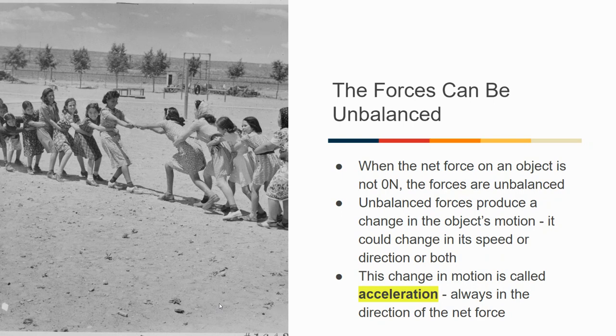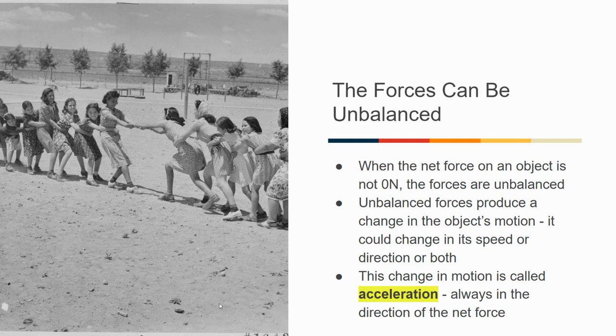Unbalanced forces produce a change in the object's motion. It could change speed or direction or both. The change in motion is called acceleration. And acceleration is not always in the direction of the net force. You're like, what? We'll talk about that.